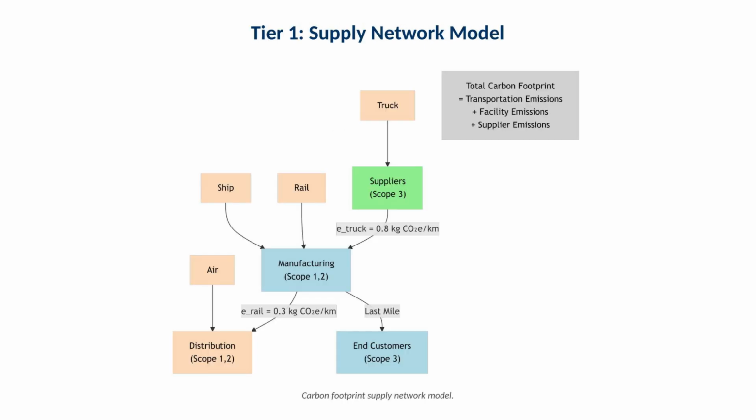This figure shows the full supply network model and where emissions come from. The key point is that emissions are not only on the road. Facilities have their own operational emissions, and supplier choices influence upstream footprint. So the optimization must consider routing, facility operations, and supply configuration together.